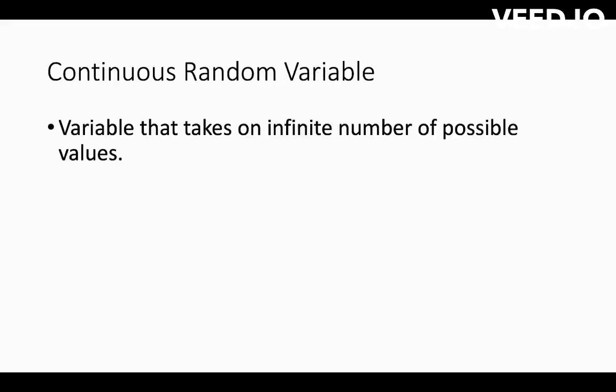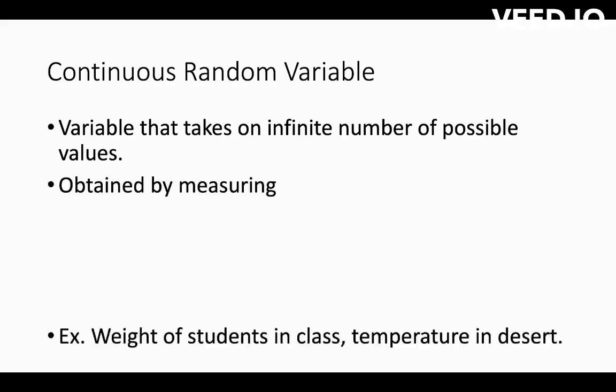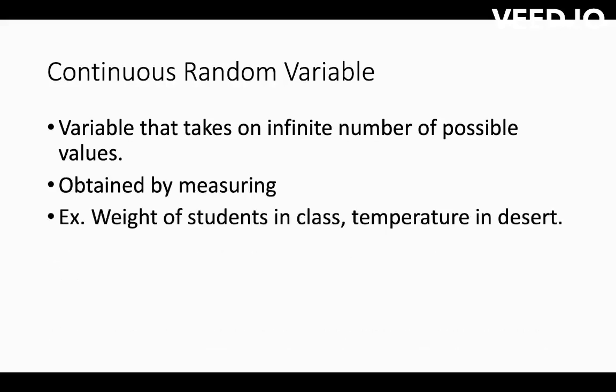Continuous random variable is a variable that takes an infinite number of possible values. It is obtained by measuring. So, for example, weight of students in class and temperature in the desert, or the height of students in class will all be examples of continuous random variable. And the continuous random variable can be represented by density curves, and we will give an example of density curves later on.